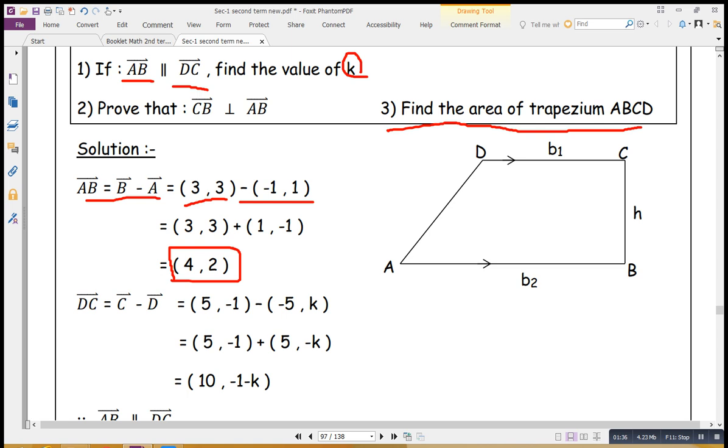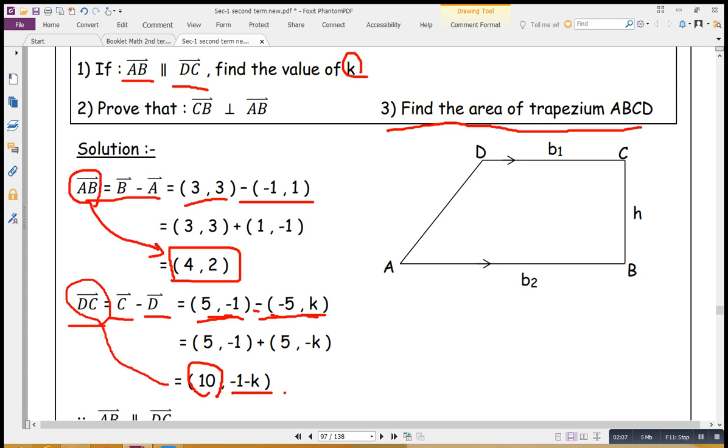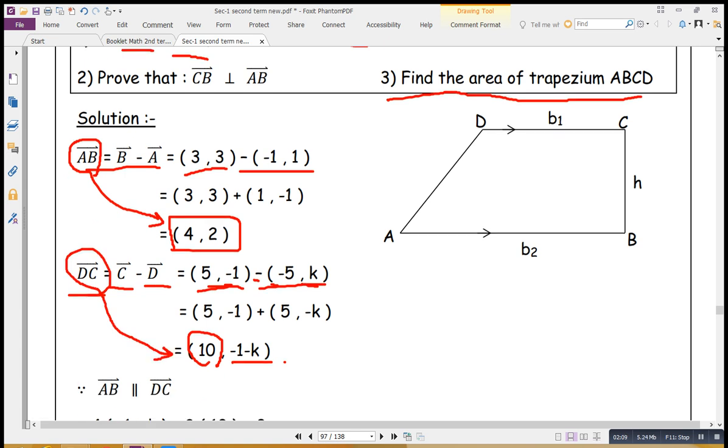And the vector BC is what? It is C minus B. So (5, -1) minus (-5, K). 5 minus -5 is 10. And -1 minus K is -1 minus K. So the vector AB is (4, 2), and the vector BC is (10, -1 minus K).